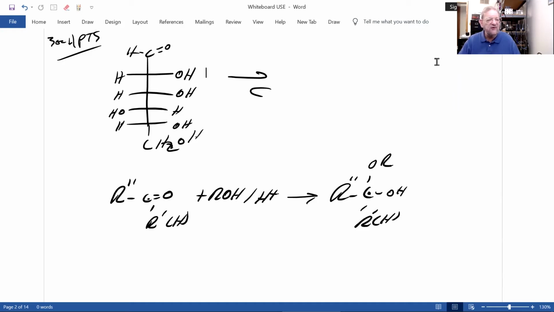Now, here's my carbonyl right here, and it's always the hydroxyl group on C5. 1, 2, 3, 4, C5. And that hydroxyl group, alcohol really, will attack here to form this bond and open up the carbonyl carbon to a hemiacetal.